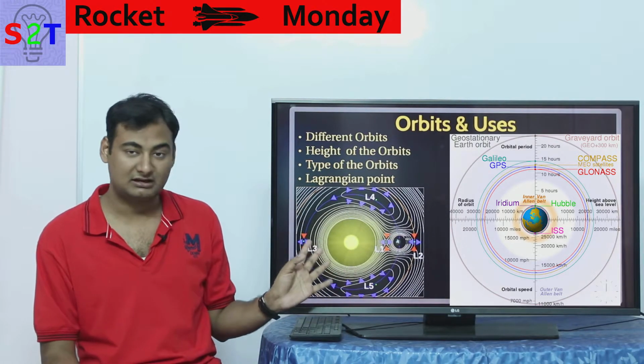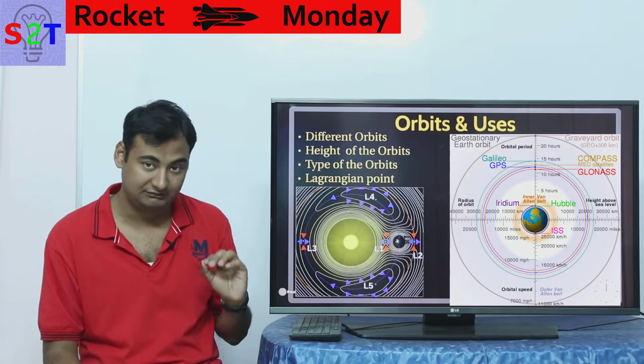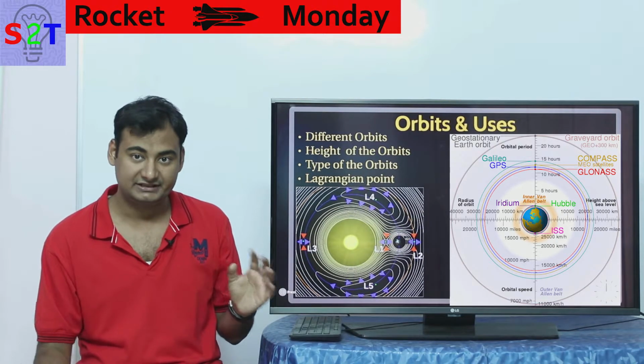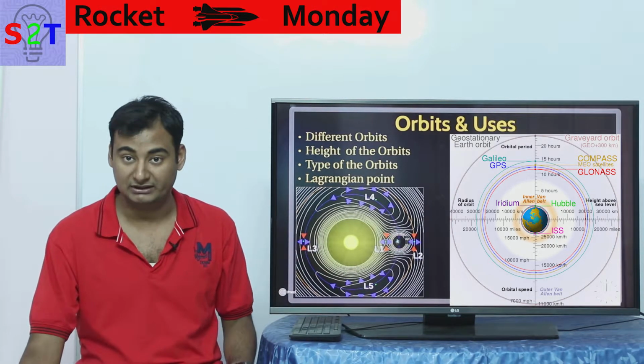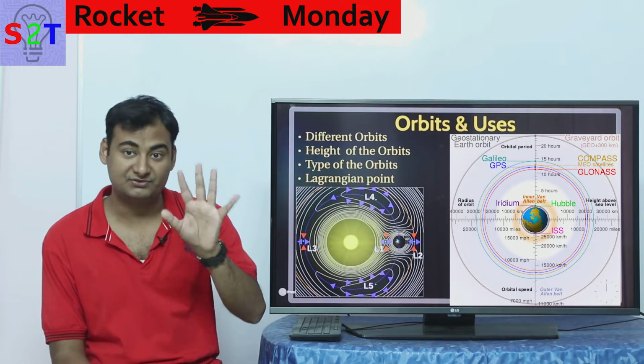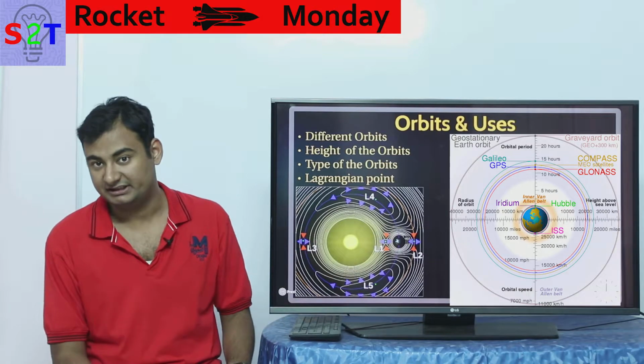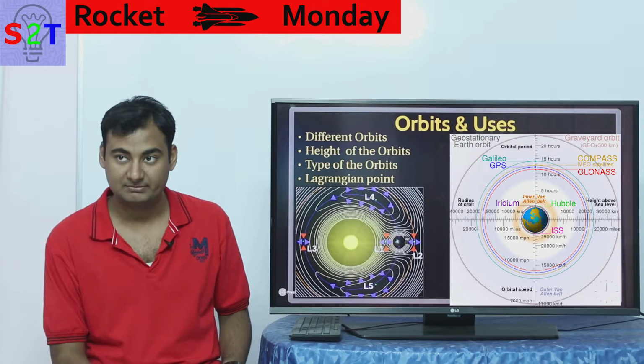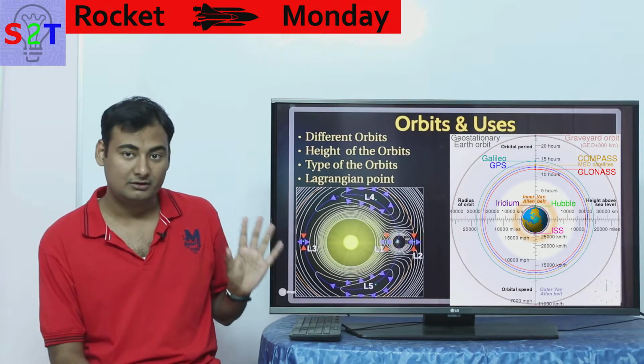We also use these Lagrange points for our satellites. So if you have a solar observatory, basically you want to observe the sun, best point is L1. There are some satellites there. And if you want to observe the further universe, we want to send things to L2, which will be James Webb Space Telescope. So these are orbits and their use.